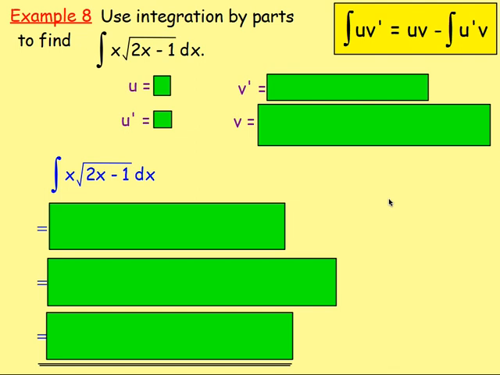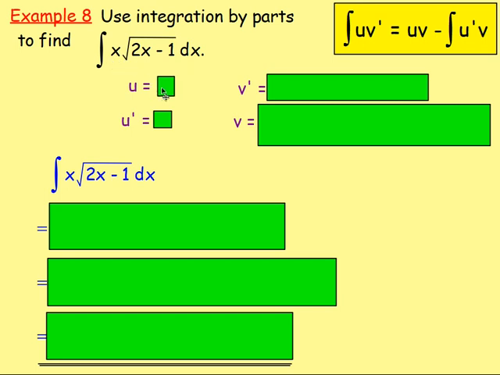Example 8. Use integration by parts to find the integral of x times the square root of 2x take away 1. Again, you want to look for one part that's easy to differentiate and one that is easy to integrate. So which one would you differentiate? Good. Go with the x.